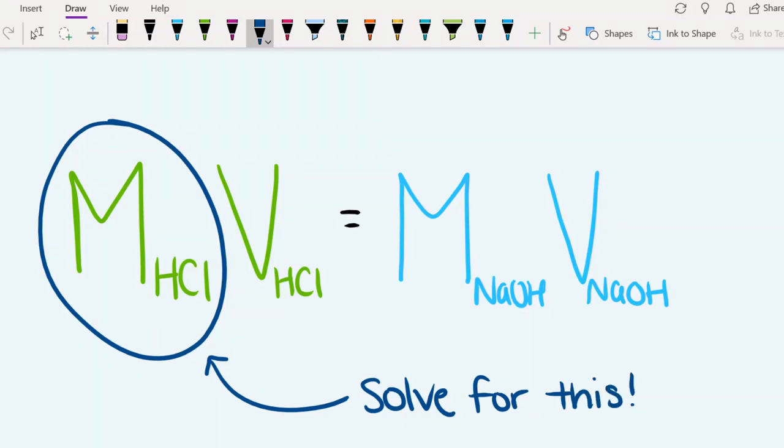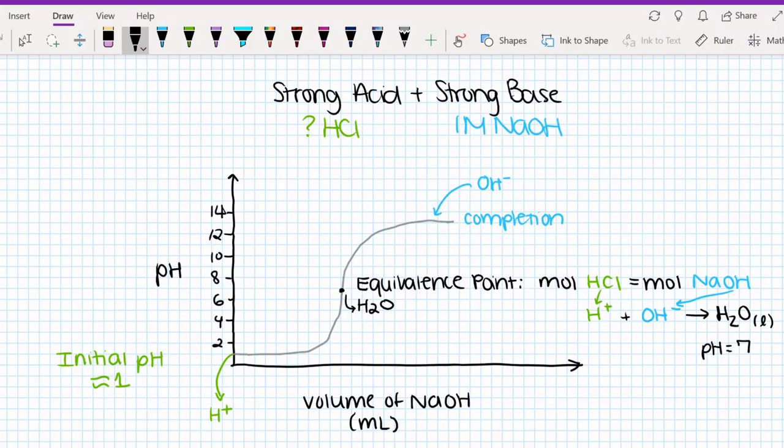One important side note about this titration: in this case, the chloride and sodium ions are spectator ions. They do not affect pH, but they are present throughout the entire reaction.